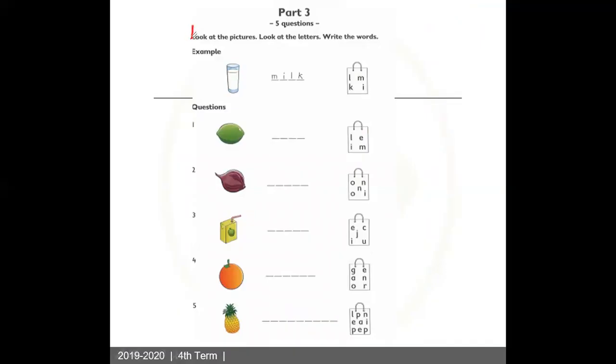It says here, look at the pictures, look at the letters, write the words. So all we need to do is to unscramble the letters and make a word. So here our topic is food and drinks. So we have an example. Okay, this one you can see. This is a milk. Milk. We drink milk every day. Milk. So you say M-I-L-K, right? Milk.